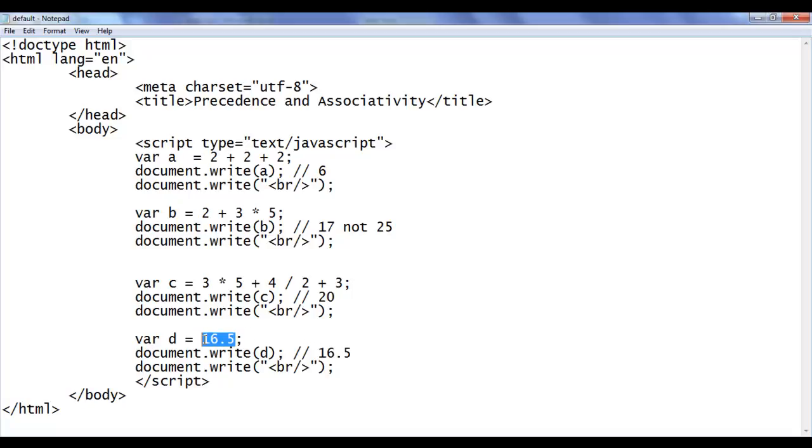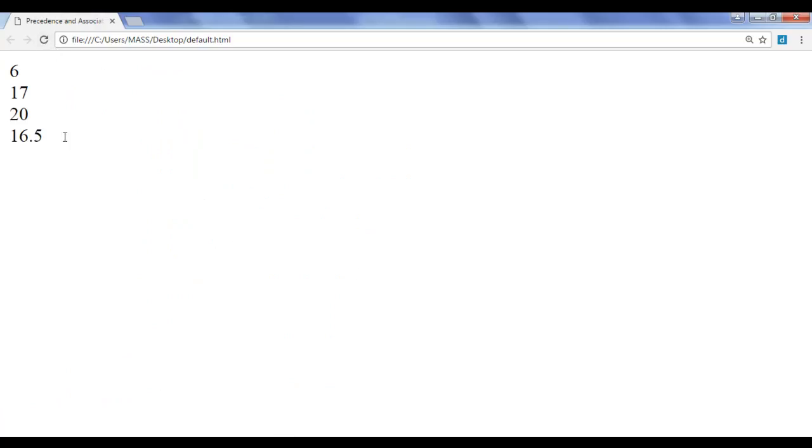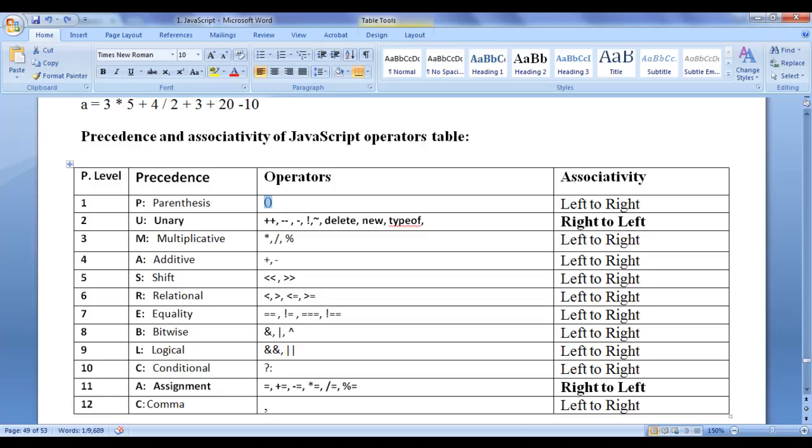Let me write the expression again. 3 into, in bracket, 5 plus 4 bracket close, divided by 2 plus 3. Let's see the output. File, save, go to browser and refresh. We got the output 16.5. Hope you guys have clearly understood how the precedence and associativity of operators works and how the browser evaluates the given expression. We can try this also.